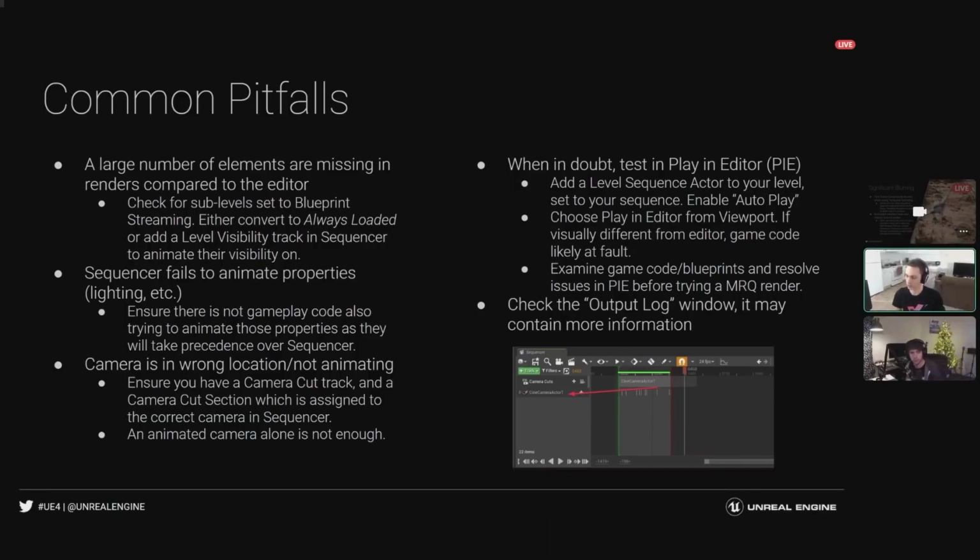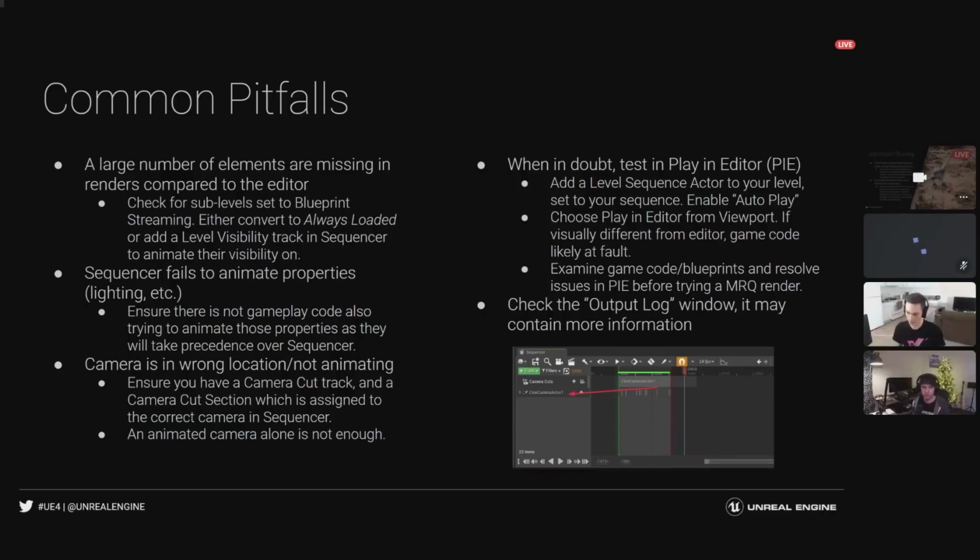You'll also want to check the output log window. This is available through the window dropdown, developer tools, and then output log. That often contains more information than what gets shown in the UI. So if something's looking kind of weird, skim through that and see if there are any warnings printed about what's going on.